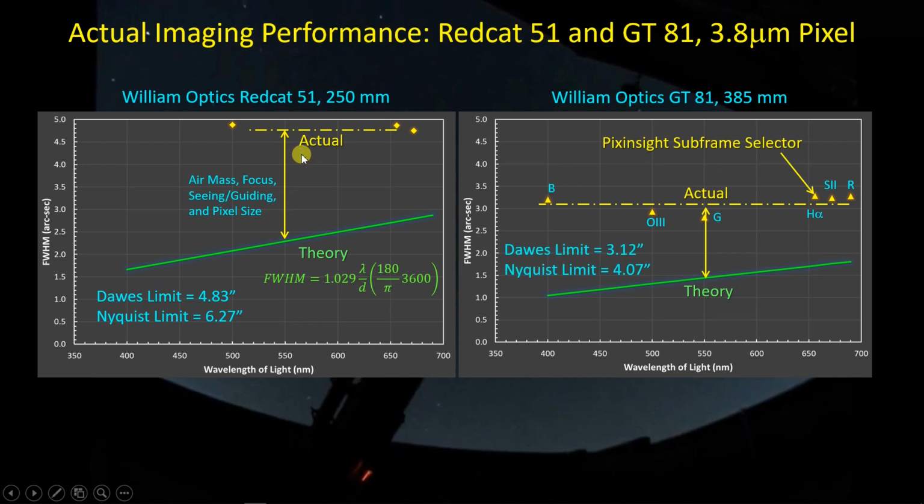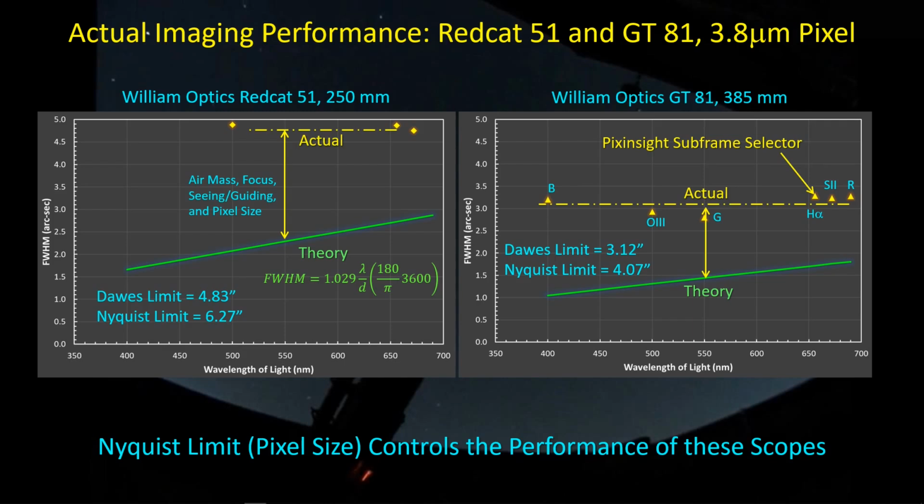Now over here at the GT81, the story is very similar. The Dawes limit is 3.12 arc seconds. That's the average across here. So that's what I'm getting out of my GT81 at present. However, based on the 3.8 micron pixels that I have paired with this telescope, I'm truly only able to see resolution at 4.1 arc seconds based on the Nyquist limit. For these 2 telescopes, it's the Nyquist limit, the pixel size, that's controlling its performance right now rather than the actual full width at half maximum. So I'm not getting the most out of my aperture for these 2 telescopes.